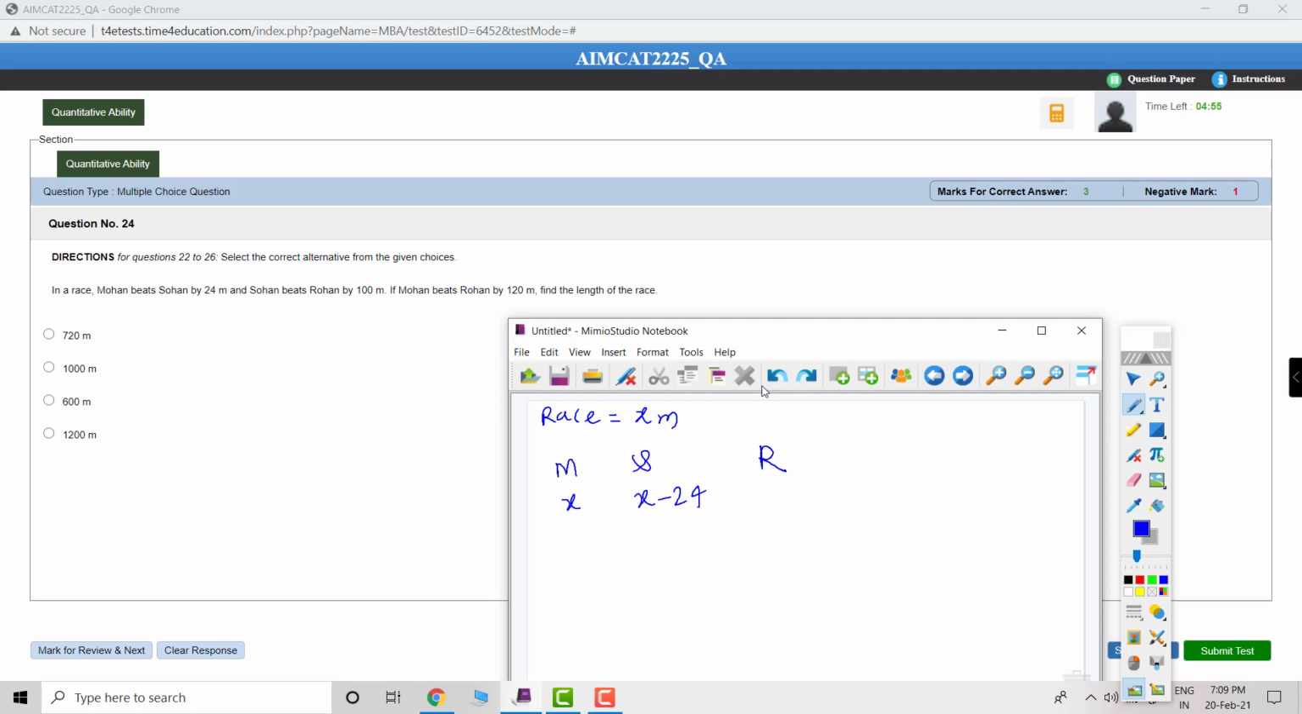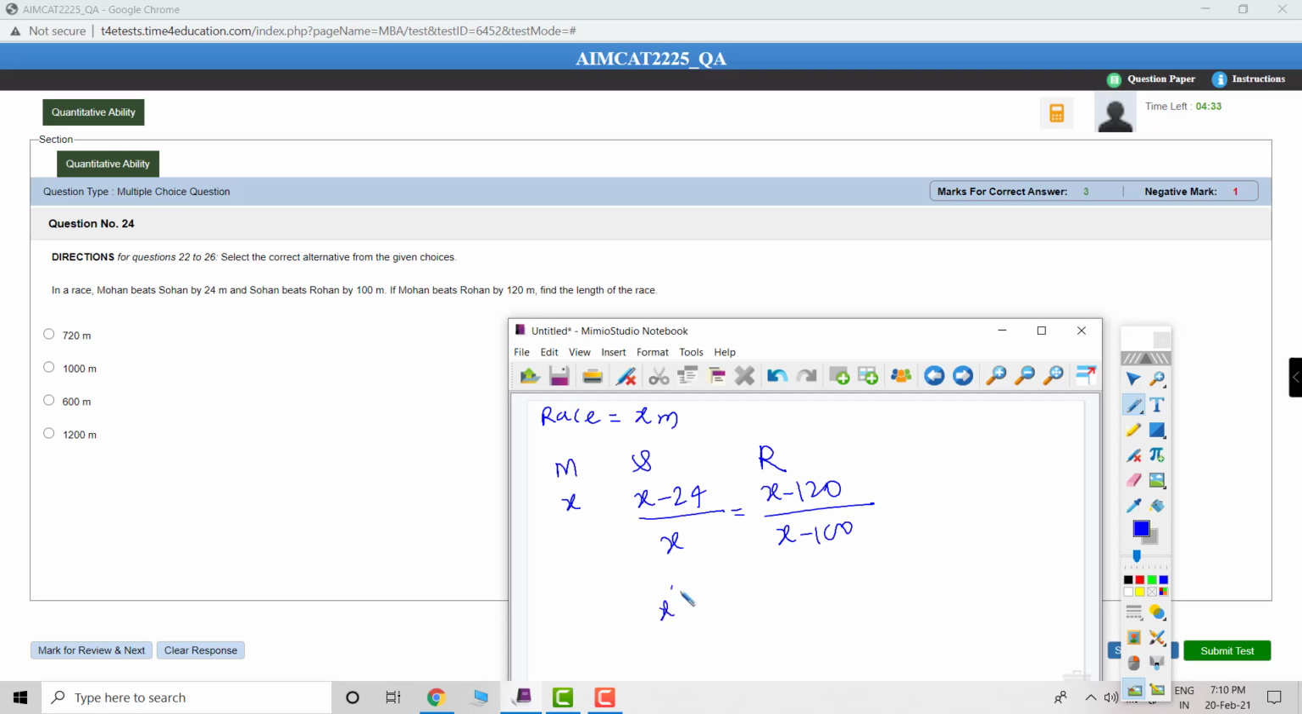We know that Mohan beats Rohan by 120 meters. Mohan beats Rohan by 120 meters means when Mohan covers X, Rohan will cover X minus 120. When Sohan covers X, Rohan will cover X minus 100. So over here time is constant, so the ratio of distances is equal to the ratio of speeds. The speed has to be constant, so let's cross multiply. We will get the value of X.